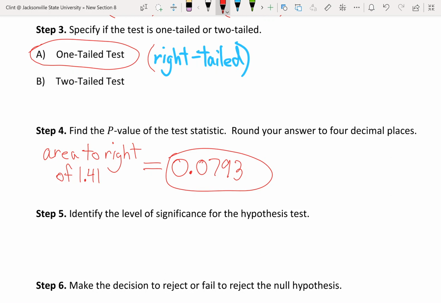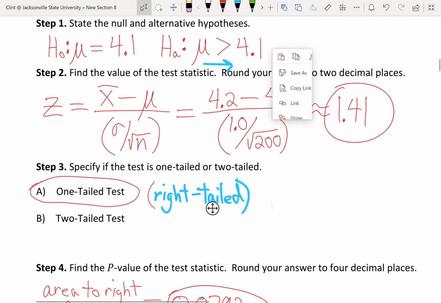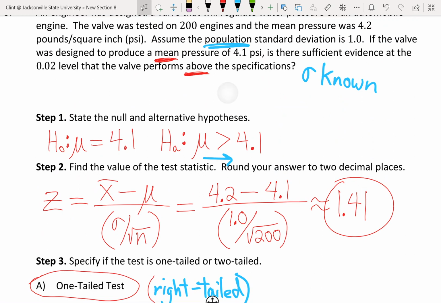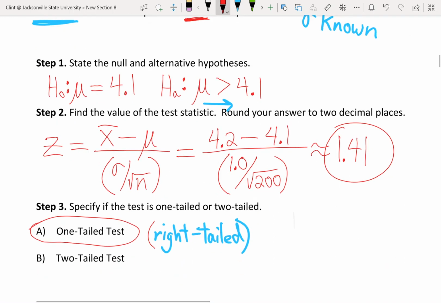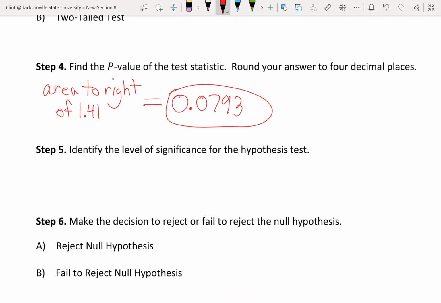Step 5, we want the level of significance, so we just look back at our problem. So it says, is there evidence at the 0.02 level? Okay, so nothing else to calculate or anything there. We're just taking note. Our significance level alpha is 0.02.